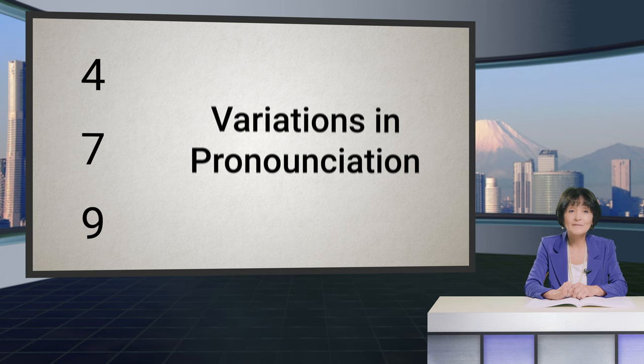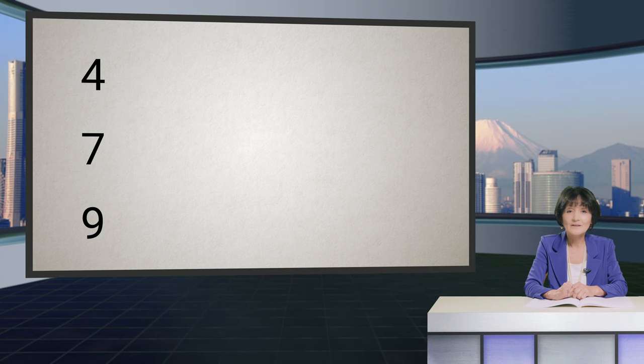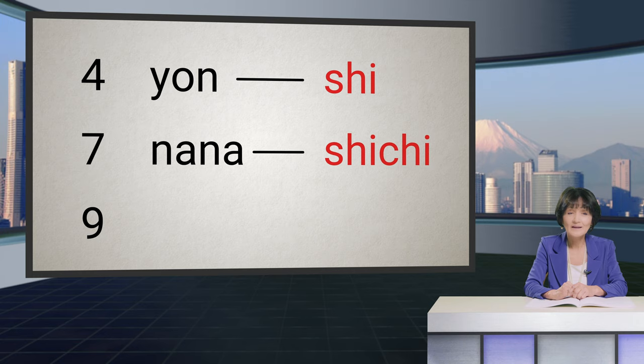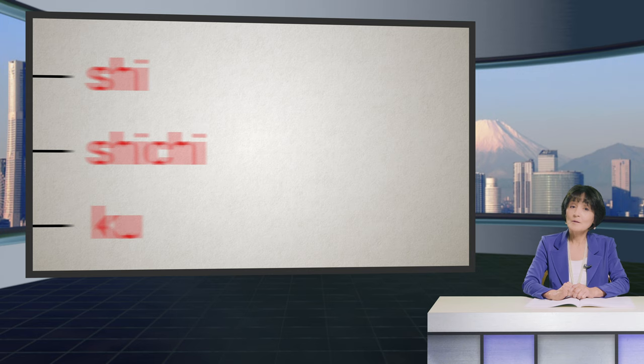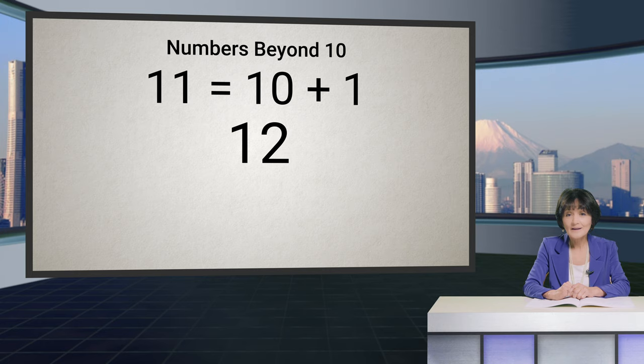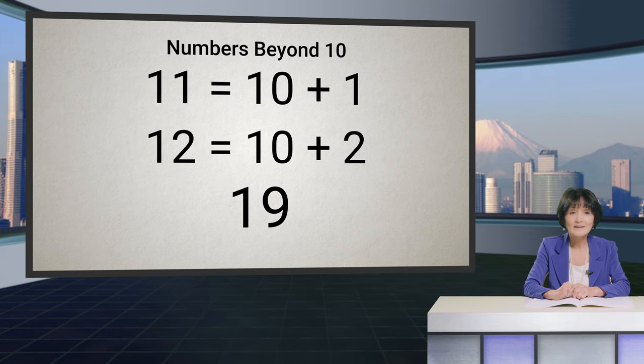4, 7, and 9 have variations in their pronunciation. 4 is pronounced yon or shi. 7, nana or shichi. 9, kyu or ku. What about numbers beyond 10? 11 is 11. 12 is 12. 19 is 19, and so forth.